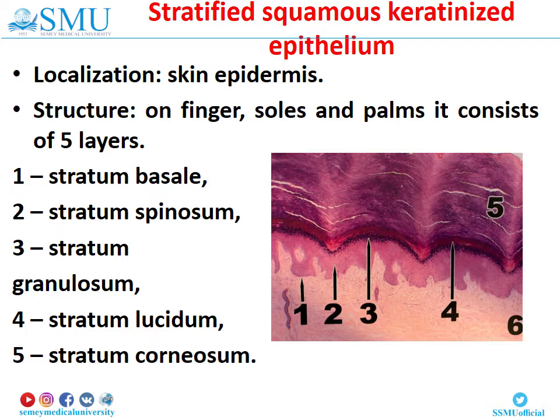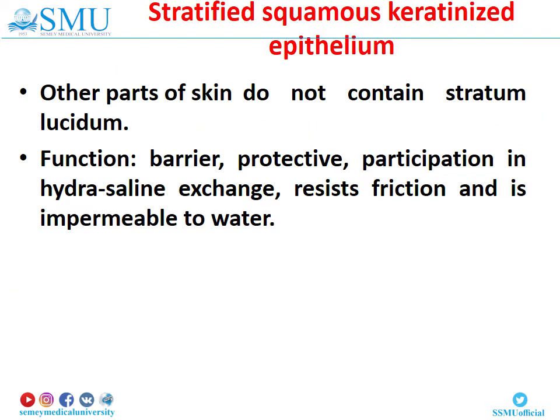Stratified squamous keratinized epithelium. Localization: skin epidermis. Structure: on fingers, soles, and palms it consists of 5 layers: stratum basale, stratum spinosum, stratum granulosum, stratum lucidum, and stratum corneum. Other parts of skin do not contain stratum lucidum. Function: barrier, protective, participation in hydrosaline exchange, resisting friction, and this type of epithelium is also impermeable to water.